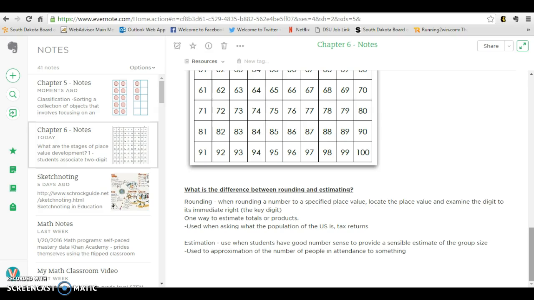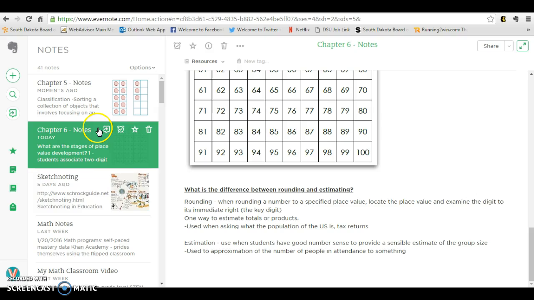The difference between rounding and estimating. Rounding is when rounding a number to a specified place value, locate the place value and examine the digit to its immediate right. So you use this to estimate totals or products. An example they put is used when asking about the population of the U.S. And then estimation, used when students have a good number sense to provide a sensible estimate of the group size. So an example, they would estimate how many people are in the building or how many people are at the baseball game. And that is chapter 5 and 6.